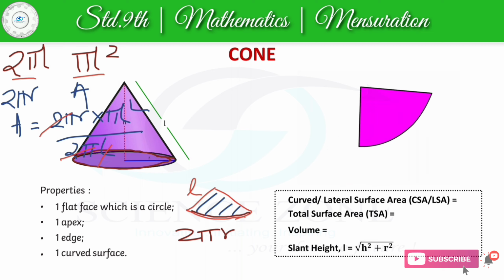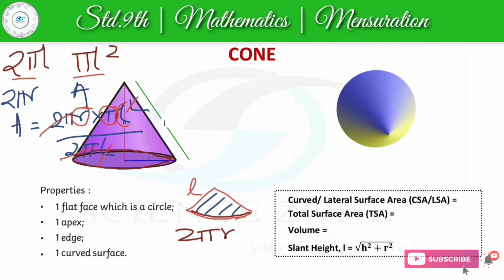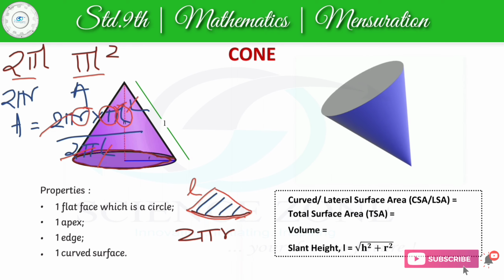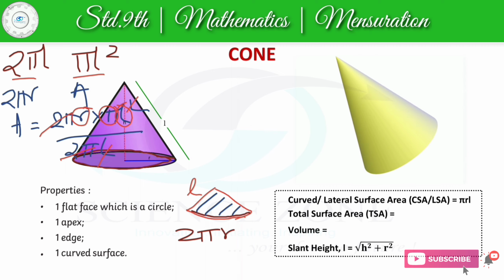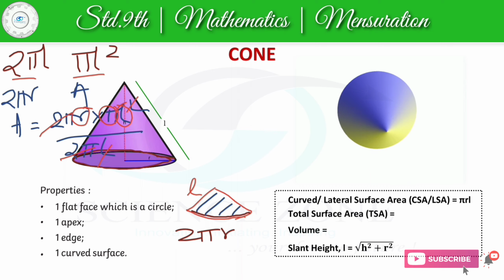1 L of denominator will cancel 1 L in the numerator. So, the area will be pi r L. Hence, we can say the curved surface area of cone is given by formula pi r L.